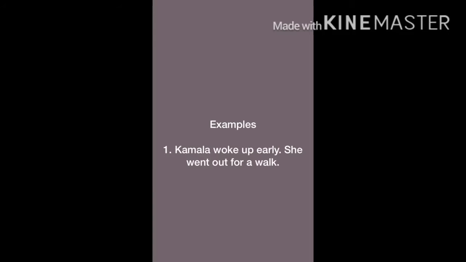Here, Kamala woke up early. Kamala went out for a walk. There is no need to say the noun Kamala again. That's why we used the pronoun she here. For what purpose? To avoid the repetition of the noun. Kamala woke up early. She went out for a walk.